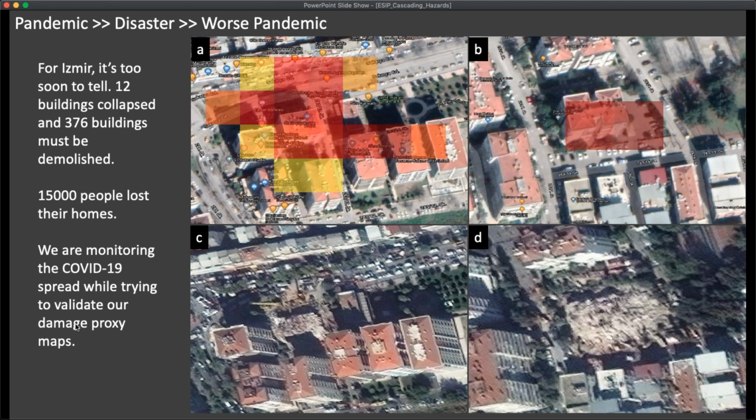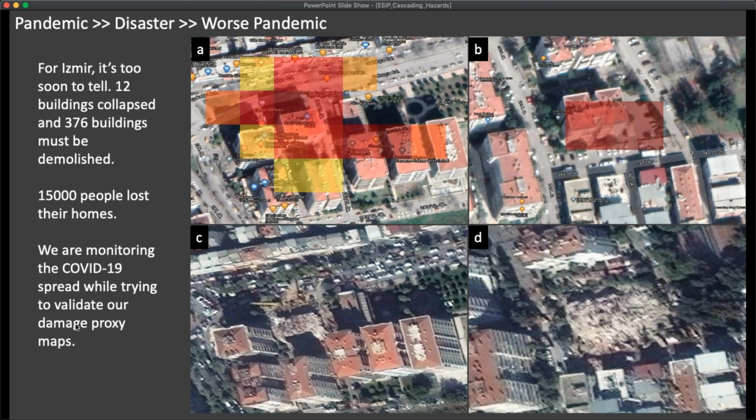And since all these people that have lost homes will be looking at temporary living arrangements, they'll likely also be in close quarters, getting more in touch with other people and resulting in more of a spread. So we are monitoring that situation as well.